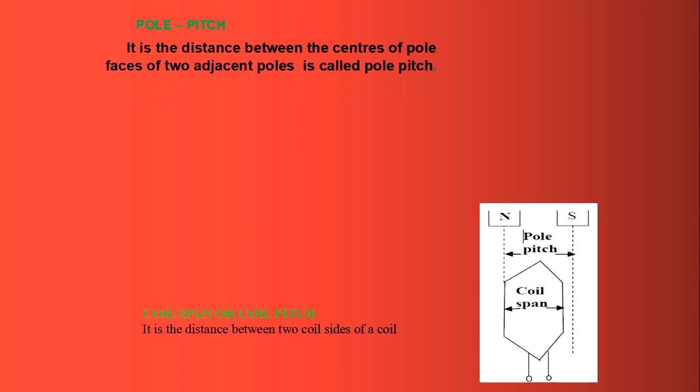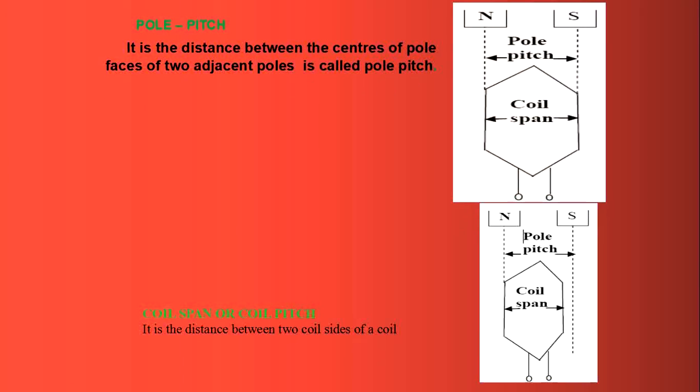Now we will see what is the pole pitch. This is an important term to find the coil pitch factor or the coil span factor for the armature winding in the alternator. It is the distance between the centers of pole faces of adjacent poles and it is called pole pitch. So pole pitch will be the total number of slots in the armature divided by the number of poles. Here the north pole and south pole, this dotted line is coming from the center portion of the north. Similarly, this is the center portion of the south. So the distance between this north and south is called pole pitch.